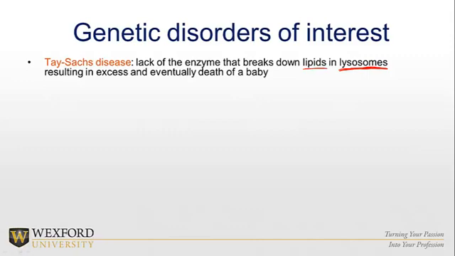Well, if we're missing an enzyme, why would we be missing an enzyme? Well, enzymes are what? Most of the time when we talk about the word enzyme, 99.999% of the time, they're proteins coded on the DNA. So there is a genetic disorder, something's wrong with the DNA that codes for this enzyme. And so all of a sudden, it cannot make the proper enzyme to break down lipids. You have this excess in lipids, death of the baby.